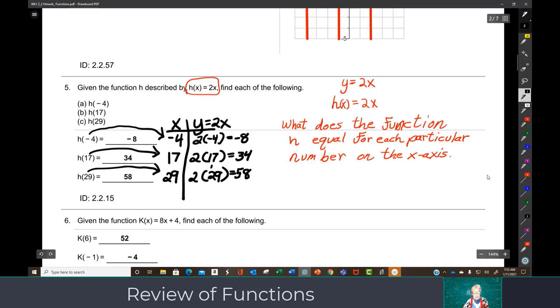Well, now we write it differently. Instead of making an X and a Y chart, we write this, but it says exactly the same thing. What is Y when x equals negative 4, 17, and 29? And so the way we write it now is like this. H of -4 is -8. H of 17 is 34. H of 29 is 58. And so it's like making an X and a Y chart. It's exactly the same thing.